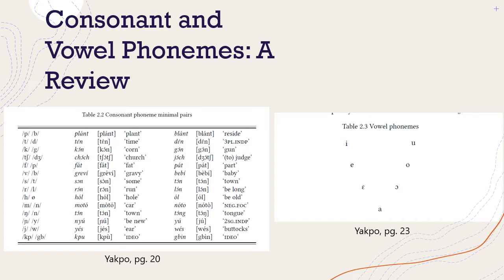Here is a quick review of the consonant and vowel phonemes present in Peaky. On the left, we'll see the consonant phoneme minimal pairs, and on the right, we'll see our vowel phonemes. There's a total of 7 of them, only one central low vowel, and they're going to differentiate in height, and that's how they are phonemes within Peaky.